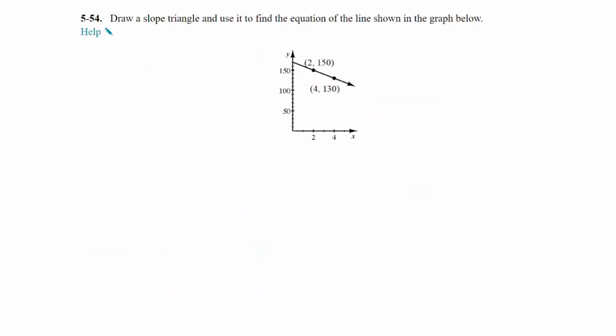Question 54. Draw a slope triangle and use it to find the equation of the line shown in the graph below. Now we need two things.